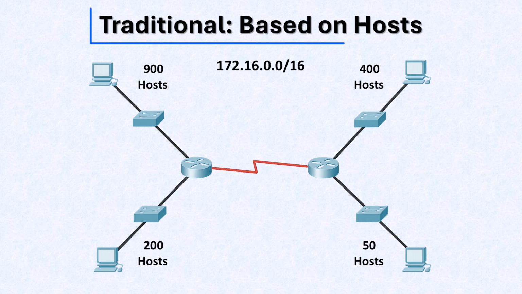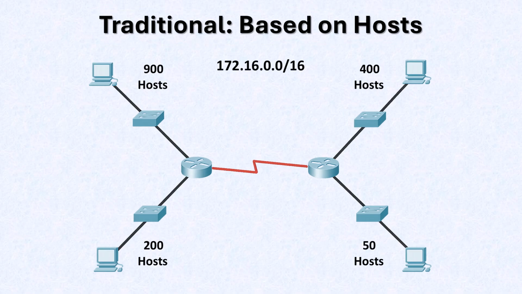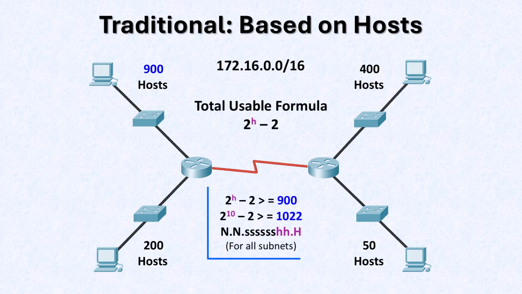If the requirements say to use traditional subnetting based on the number of hosts per subnet, and a topology is provided, use the number of hosts shown in the largest network. In this topology, you would use 900 hosts per subnet. Then use the total usable addresses formula to determine the subnet address map. If a topology is not provided, the number of hosts per subnet would be specified in the requirements.